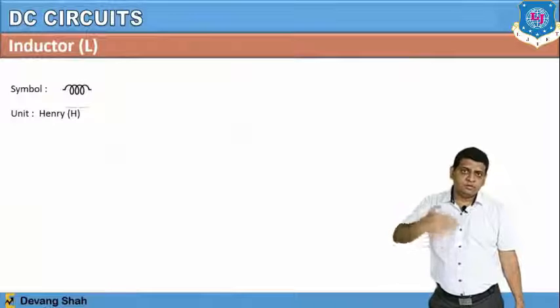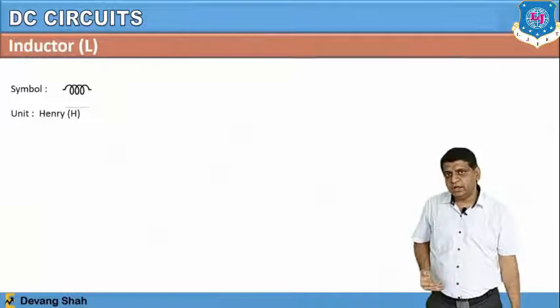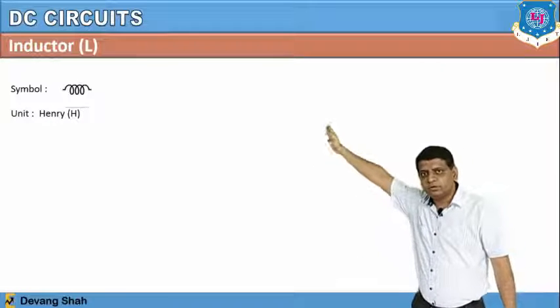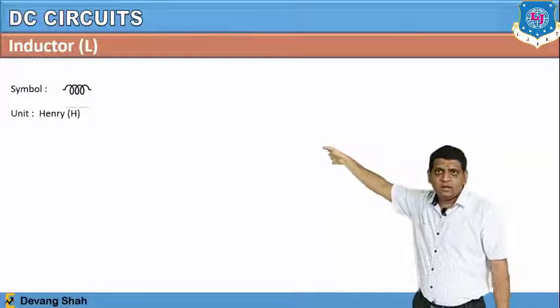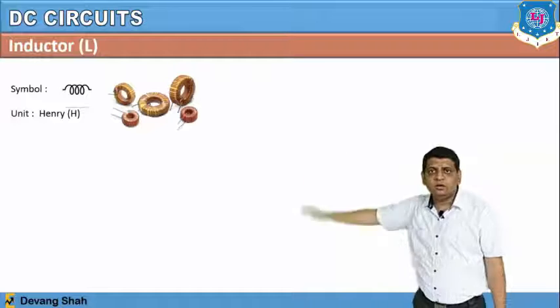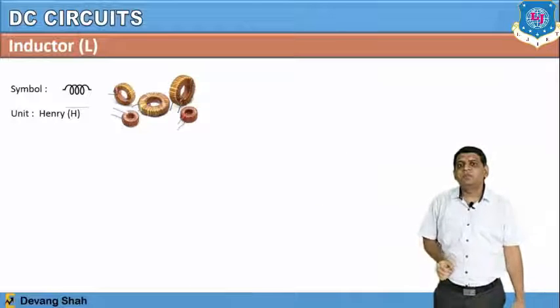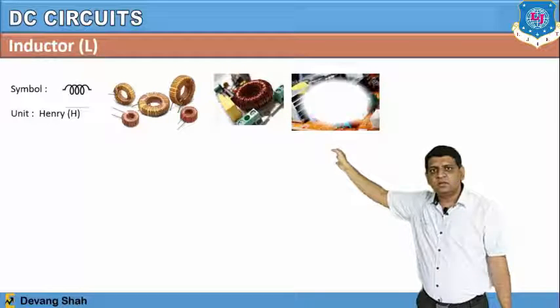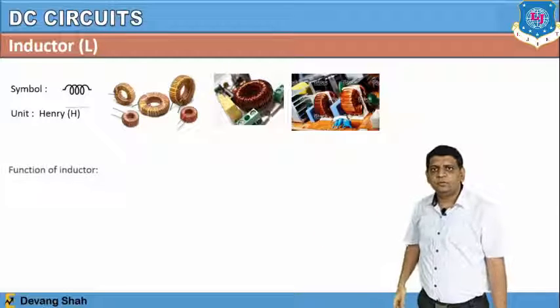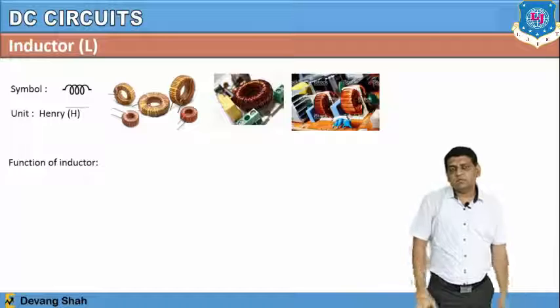Now our next component is called the inductor. This is the symbol of an inductor. The unit is the Henry, and when you go to the market you can find inductors that look like this. And if you want to use them in a circuit, you can see all the components used in PCBs, right? Now what is the functionality of an inductor?